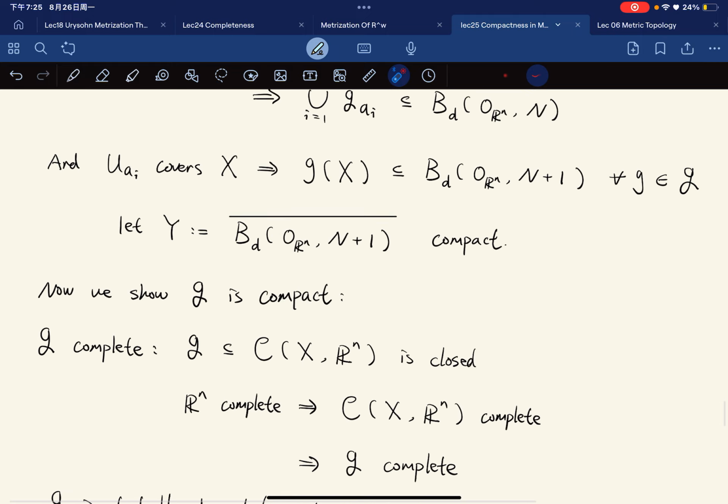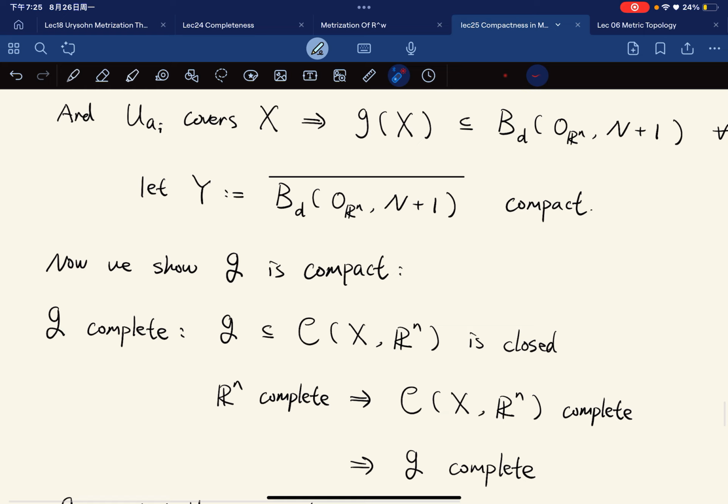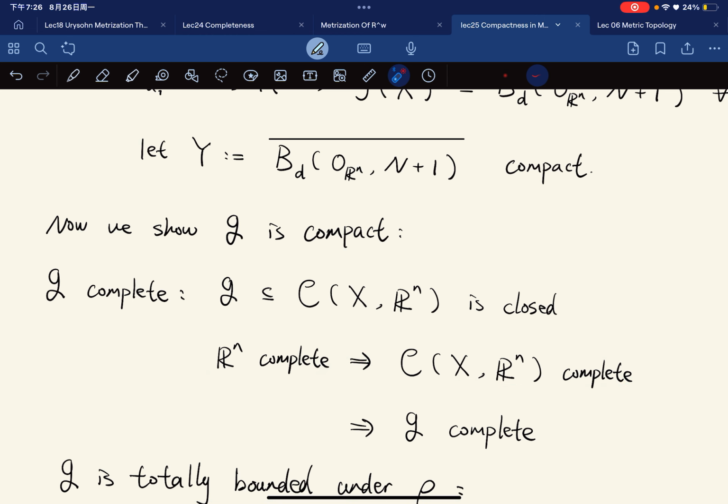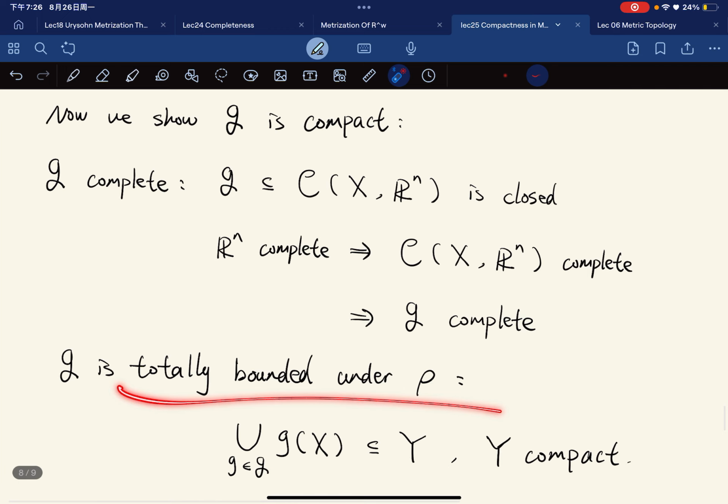Now we show that G is compact. If we show this, we're done, right? First of all, G is complete, because it is closed. And R^n is complete, which means that the continuous function space is also complete, which shows that G is a closed subset of a complete space, which is complete. It is also totally bounded on rho, right?